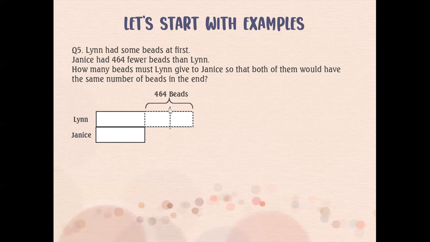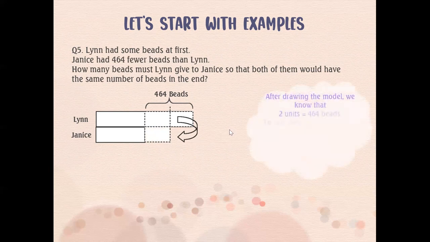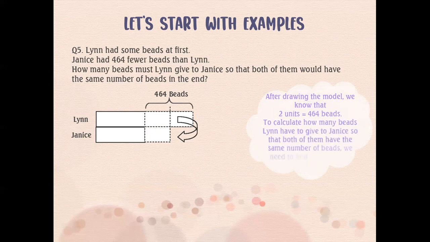And then we need to know how many bits Lynn must give to Janice. So we will divide it by 2. First, from 1 unit, we will divide it by 2 equally and bring down to Janice. So after drawing the model, we know that 2 units is 464 bits. To calculate how many bits Lynn has to give to Janice so that both of them have the same number of bits, we need to find out how much 1 unit is.